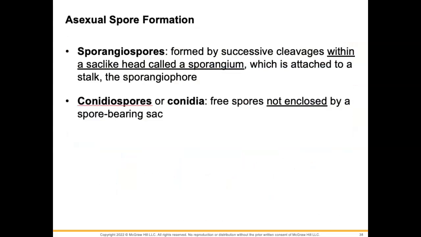All right, so more on asexual spore formation. I have trouble with these terms, so bear with me here. Sporangiospores are formed by successive cleavages within a sac-like head called a sporangium, which is attached to a stalk. The conidiospores are free spores. They're not enclosed by a sac. So basically for this one, just treat these like terminology and know the difference between the two.